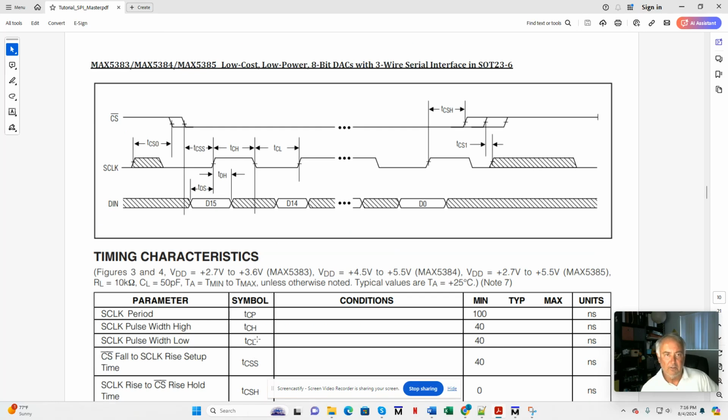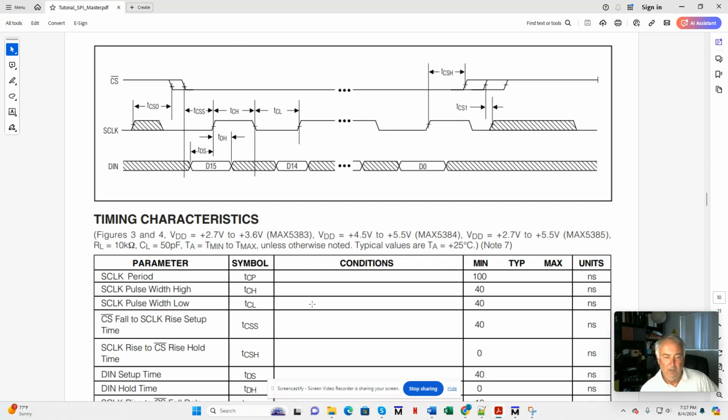All right, let's go have a look at another one. So here's an 8-bit DAC. Once again, it's a write-only device. We have our chip select, we have our S clock, and it looks like this is another 16-bit peripheral. All right, so what concerns me is our S clock period, or S clock frequency. Period of 100 nanoseconds corresponds to 10 megahertz.